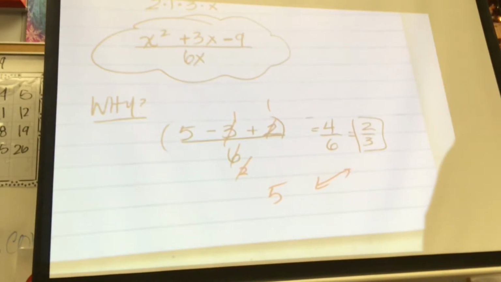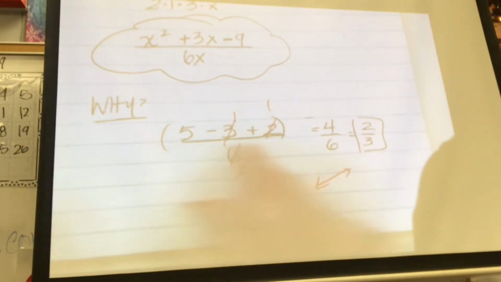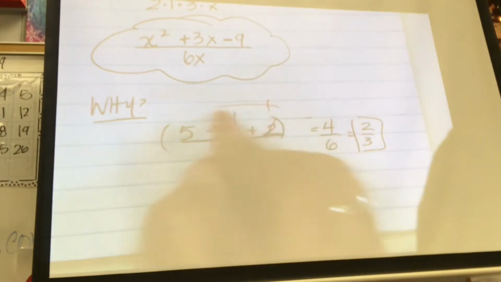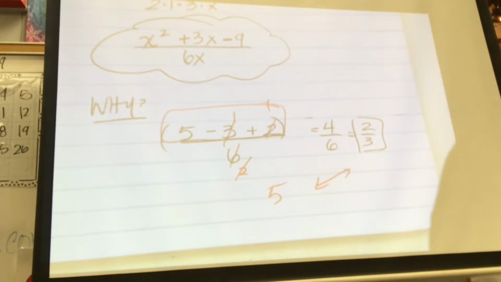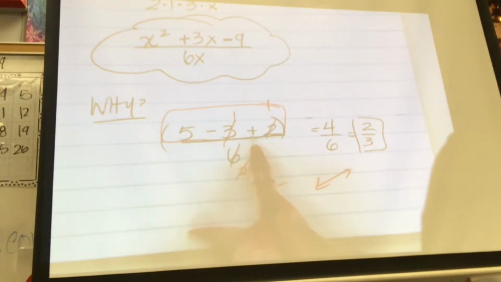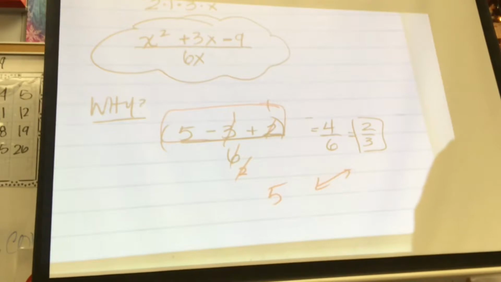And now I need to be convinced of why. You're not allowed to cancel things when they're attached to other things. This is one whole number in itself. Is everybody with me on that? Yes. Are you with me? So if it's connected by a plus or a minus, you're not allowed to cancel. Clear? All right, because you don't get the same answer. It's not the same thing.